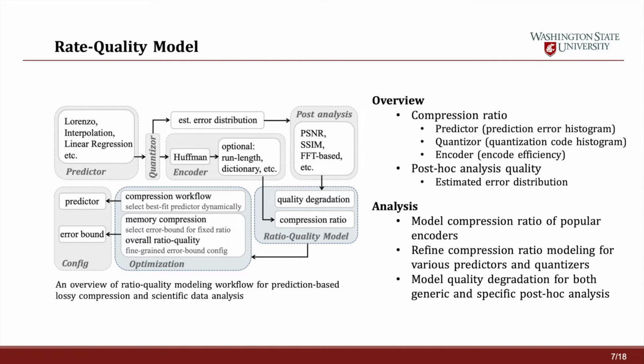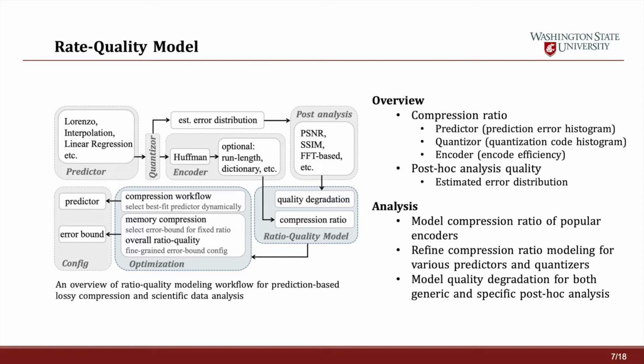Once we have this ratio-quality model, we can use it for multiple optimization purposes, for example, memory compression and overall ratio-quality. We'll talk about them in detail in the evaluation section. And this will provide the predictor and the error bound configuration for compressing the data.